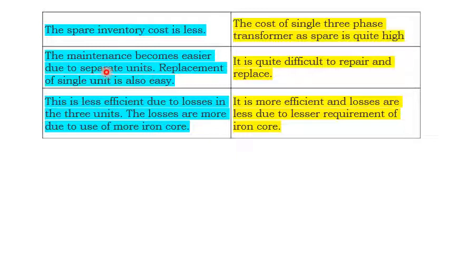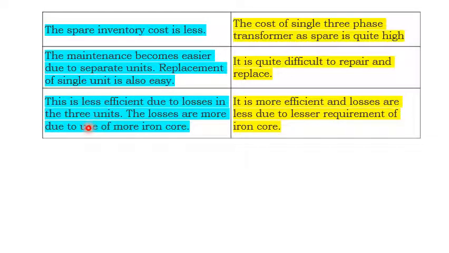And the next difference: for the bank of 3 single phase transformers, the maintenance becomes easier due to separate units. Replacement of a single unit is also easy, because here we consider a bank of single phase transformers. That means maintenance is very easy. If any part goes off, we can easily replace that part, because it consists of separate units. In case of a single 3 phase transformer, it is quite difficult to repair and replace. If any part goes off, then we need to replace the entire system.